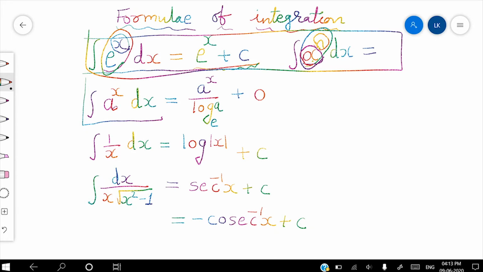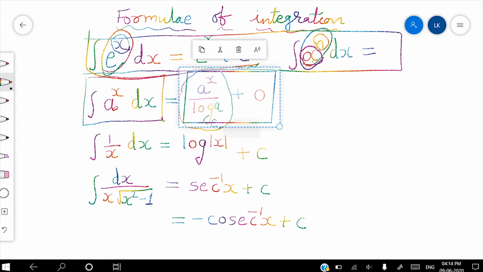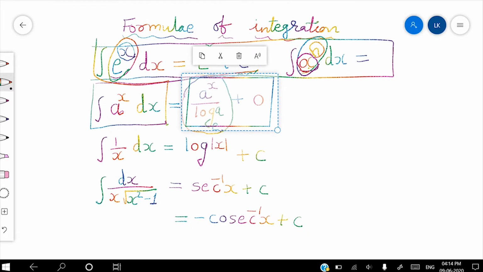Again here constant raised to variable, but instead of e there is a. At that time our formula is a raised to x upon log a to the base e. Again I will repeat, integration of a raised to x dx is a raised to x upon log a to the base e plus c, where c is any arbitrary constant.